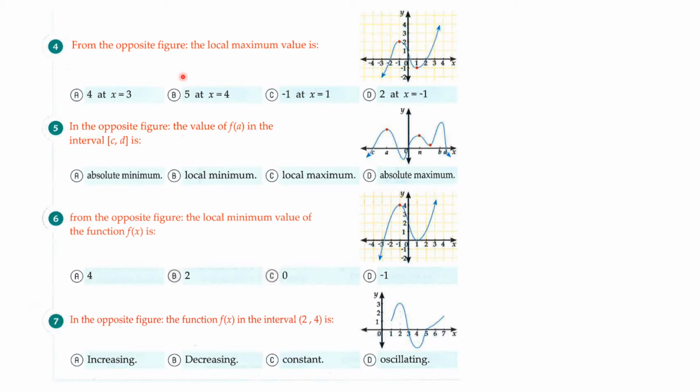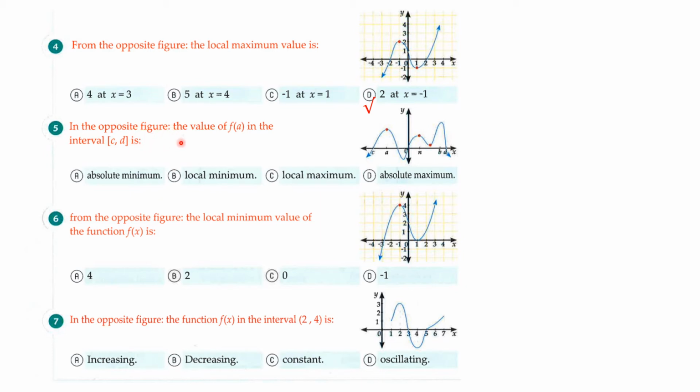From the opposite figure, the local maximum value is. The local maximum is the maximum value among the numbers beside it. Here there's a maximum, remember, and here there is a minimum. So basically we don't want the maximum point ever, we just want the point over here, which is called a local maximum. And the answers give you all the y's: y equals 2 at x equals -1.